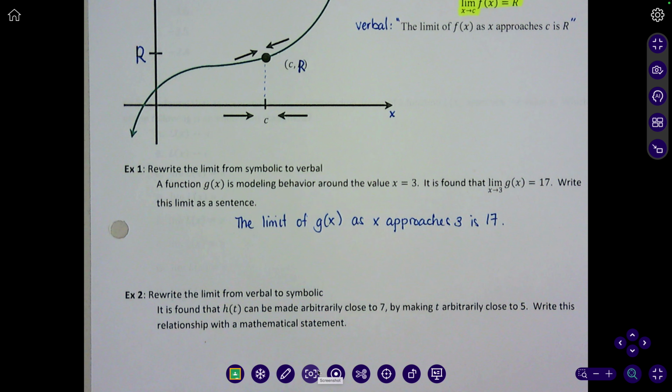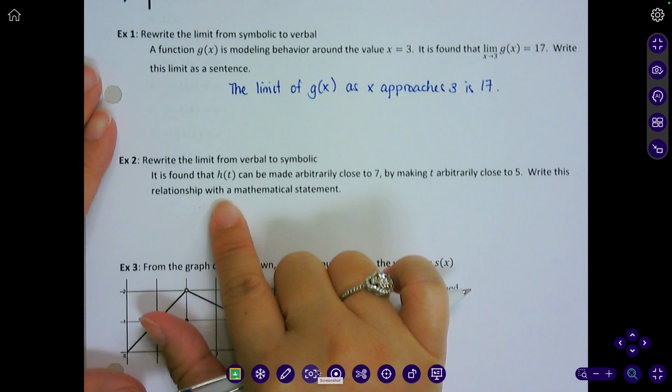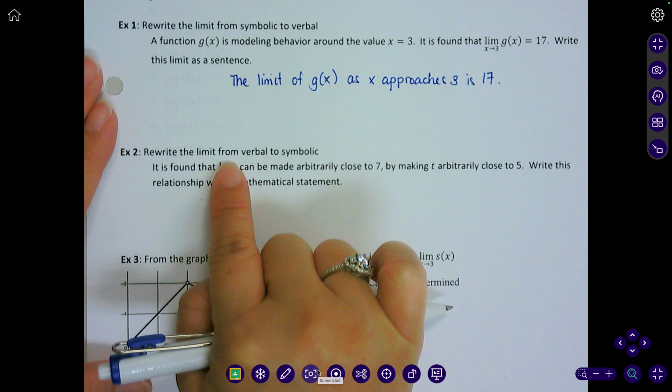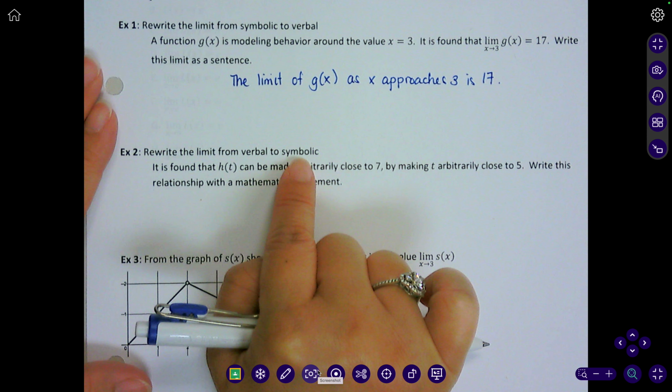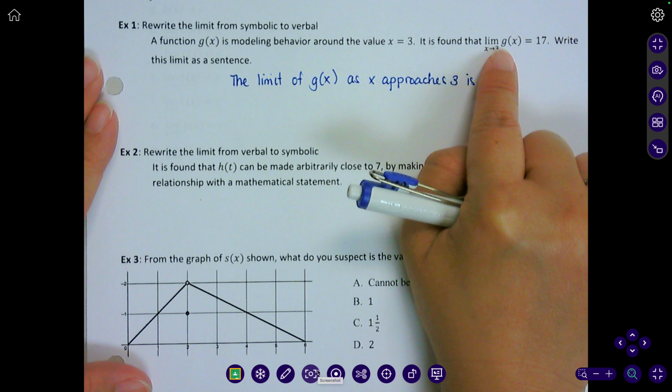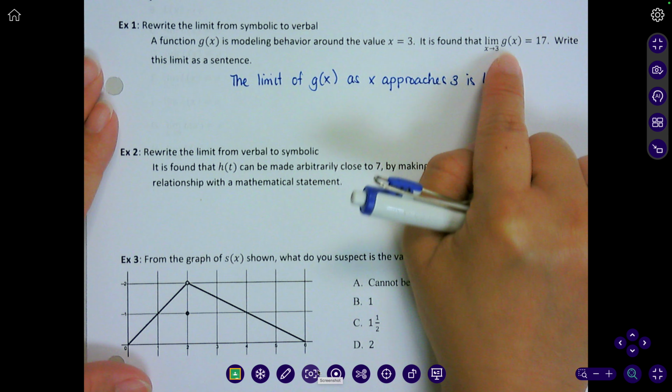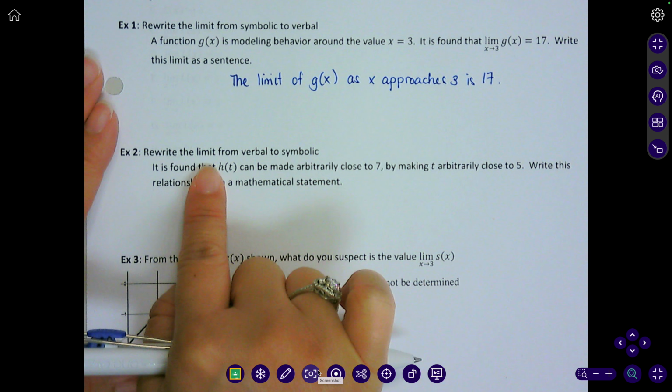So again, where's your graph going? When x is getting close to this number, where's your y going? Where's the graph going? Now here, it says rewrite the limit from verbal to symbolic. Symbolic means I want this one right here. That's the notation. Go ahead and read that and see if you can write it.